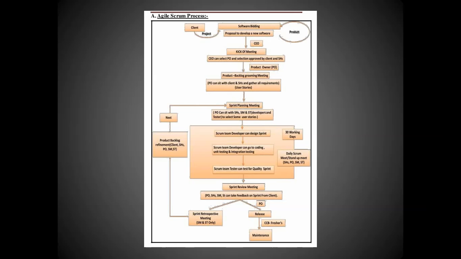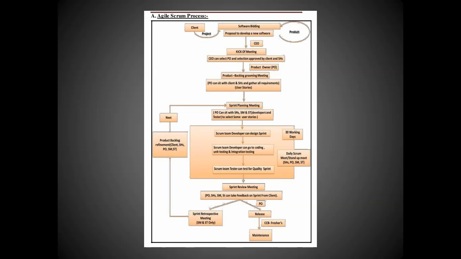The PO can sit with the client and stakeholders and gather all the requirements, which in Agile we call user stories, related to that project. The next meeting is going to be conducted by the PO itself. That meeting is called the sprint planning meeting. In the sprint planning meeting, the PO sits with the stakeholders, the Scrum Master and the Scrum team. Scrum team means developers and testers.